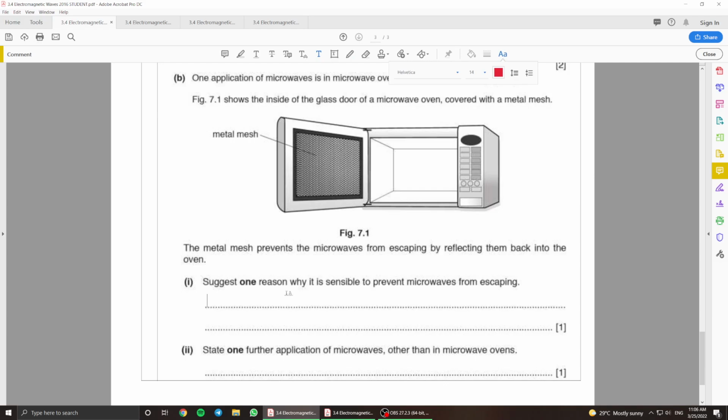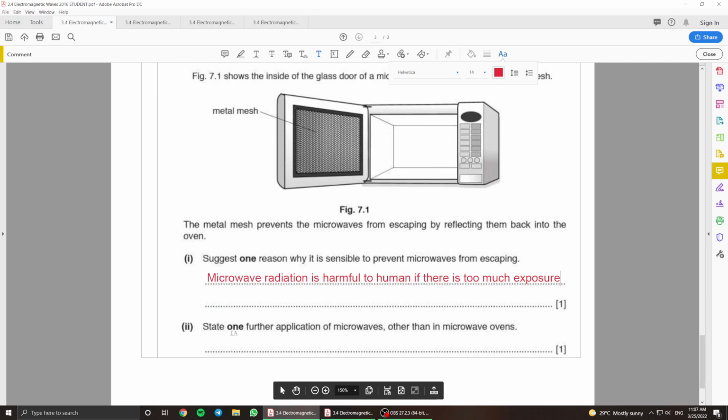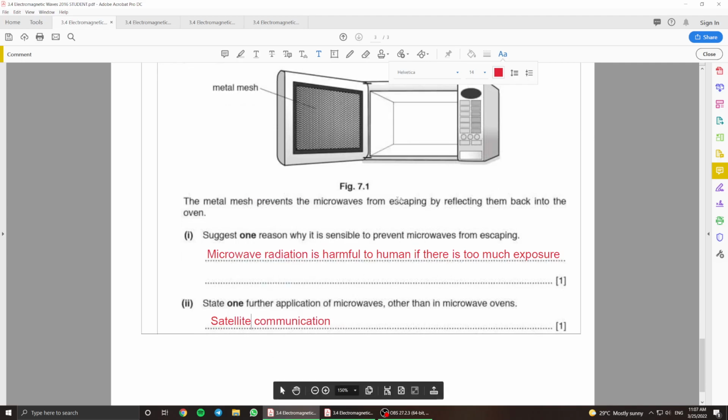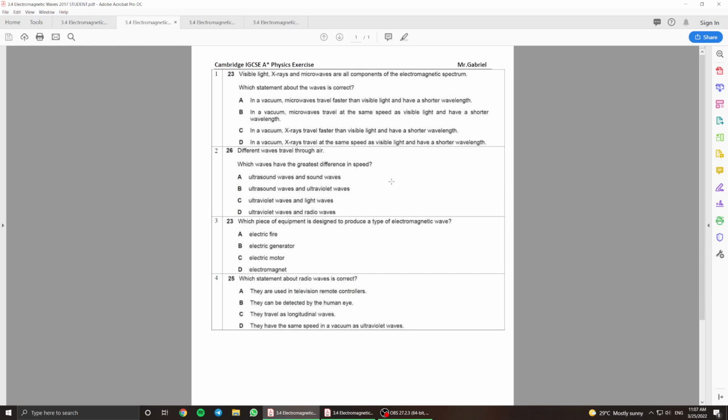So you can say something like, microwave radiation is harmful to humans if there is too much exposure. And state one further application of microwaves other than microwave ovens. Microwaves are very commonly used for telecommunication between satellites. So you could say something like satellite communication, or you could even say mobile phone communication is also using microwaves. Satellite communication. And moving on to the next one here.